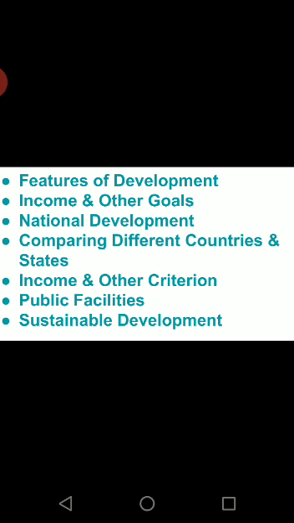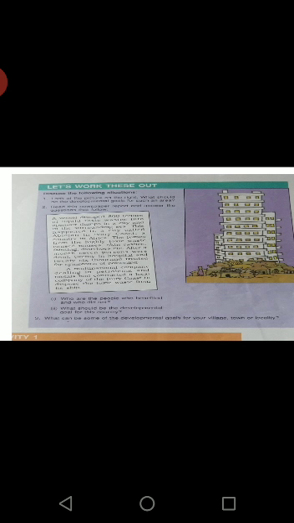Today, children, we have done three topics of this chapter: features of development, income and other goals, and national development. The remaining topics will be done in further classes. You will be solving these three exercises: Table 1.1, developmental goals of different categories of persons, where you have to fill in the boxes. There is another, 'Let's work these out', and you will find the answers for these also. Then you will have the third exercise, 'Let's work these out'.